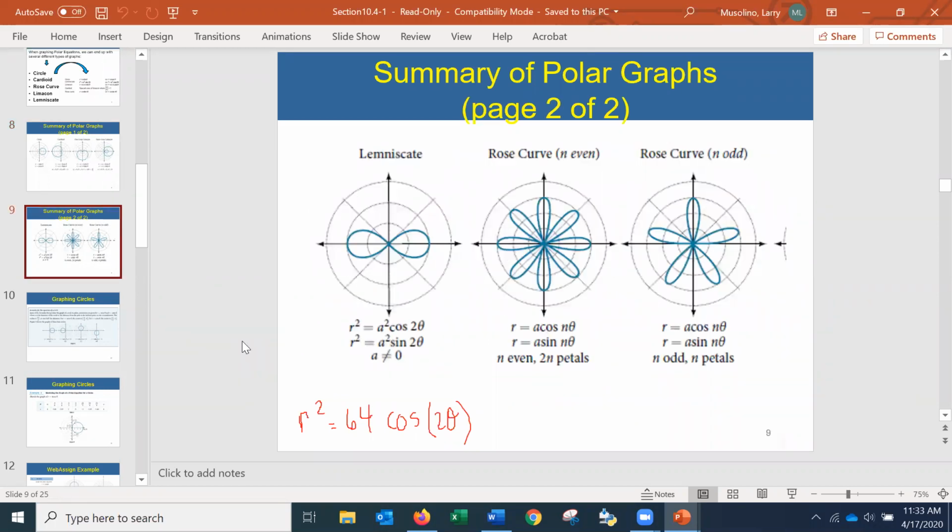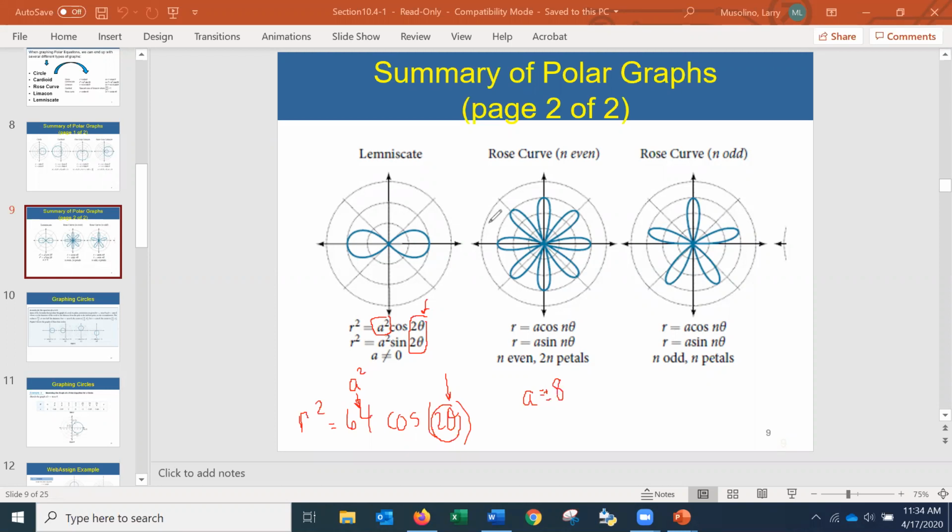I'm going to slide 9. Okay. Well, I'm noticing that our example is cosine 2 theta, and that matches the left side here, right? That matches these equations with 2 theta. And also it has an a squared in front. Well, that means our a squared is matching up to 64. So r must be 8. I guess we could say plus or minus 8.